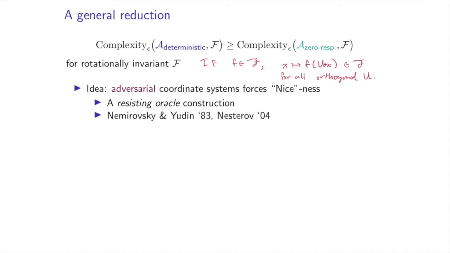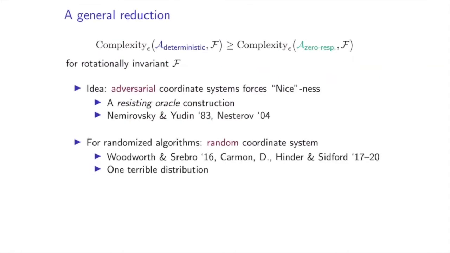Basically, if I can change my coordinate system, any deterministic algorithm, I can essentially force it to behave as though it respects zeros, because I can have some kind of adversarial oracle who is constantly rotating space to force u to be zero. Anyway, but so I can do this. And then for randomized algorithms, actually the same idea goes through. Basically, I replace f with f of ux, where u is a random rotation.